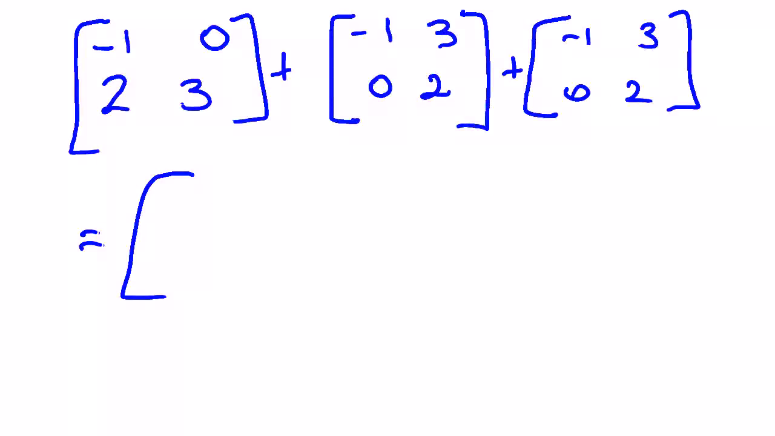Okay, I've written it out, and notice that I've written F twice because I'm adding F twice. It's just the same. I go across the top and I add my common elements. I'll start at the top left, -1 plus -1 plus -1 gives me -3. Top right, 0 plus 3 plus 3 gives me 6. Bottom left, 2 plus 0 plus 0 gives me 2. And bottom right, 3 plus 2 plus 2 gives me 7.